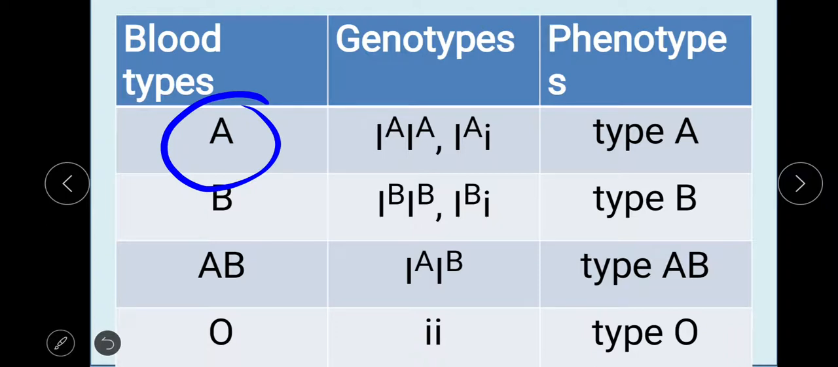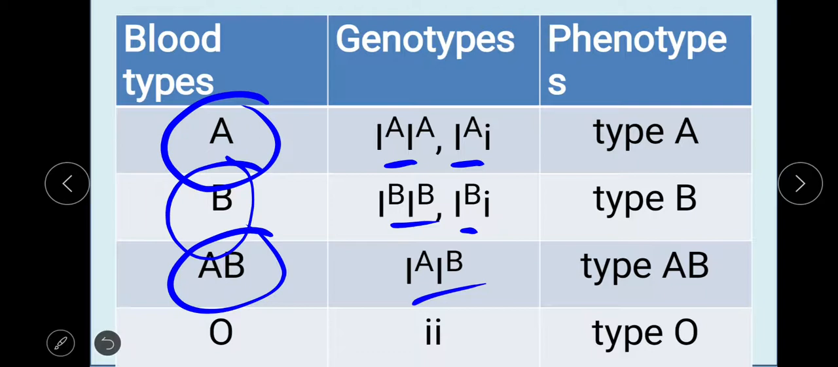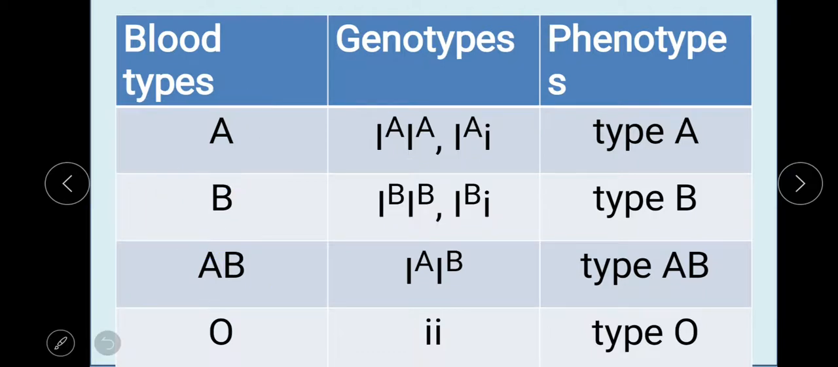Now, in determining the genotype, you can determine whether it is this one or this one. If your blood type is B, your genotype is this one or this one. If your blood type is AB, your genotype is this one.